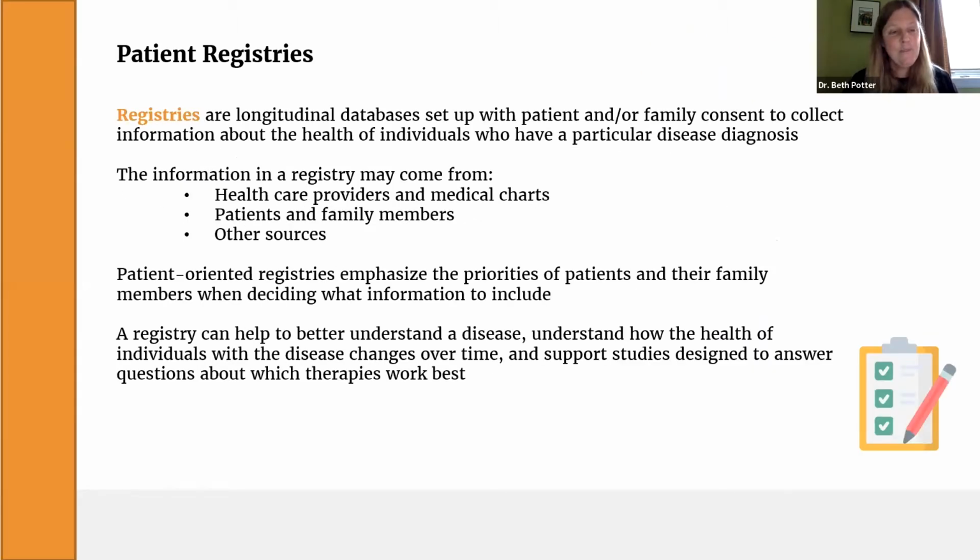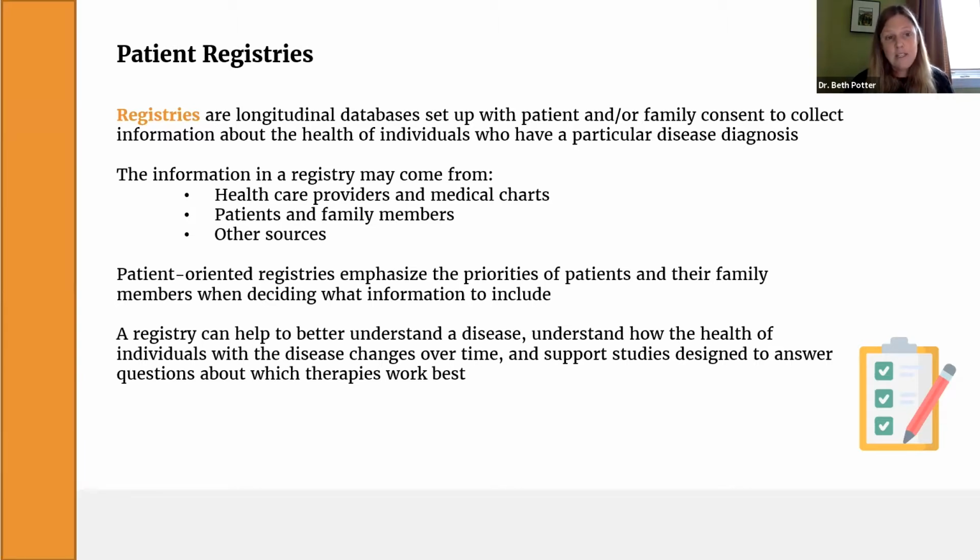Thanks, Ryan. So one of the key initiatives of InformRARE at this stage is that we're building patient registries for the metabolic conditions that we're studying, including PKU. Registries have been defined in different ways by different groups. But when we say registries, we're talking about longitudinal databases, so databases that have information that follows patients over time. They're set up with patient and/or their family members' consent, in the case, for example, of children, to collect information about the health of individuals who have a particular diagnosis.